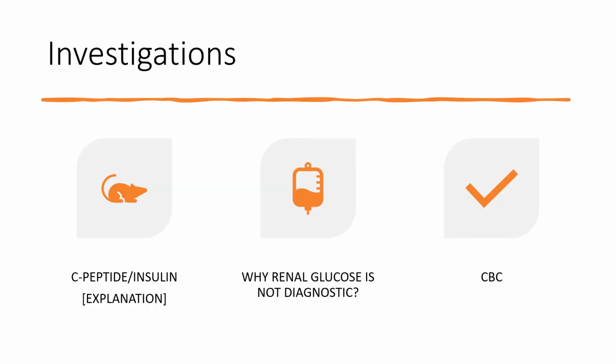Anyways. Still on investigation. If we are not sure, if you have not been labeled as type 1 or type 2, we will do C-peptide and insulin, then we'll compare. Why that? I've explained before, but I won't be lazy not to go over it again. C-peptide is a part of pro-insulin that is broken before it's secreted along with insulin. C-peptide will not be accurately measured if the insulin is given from outside.